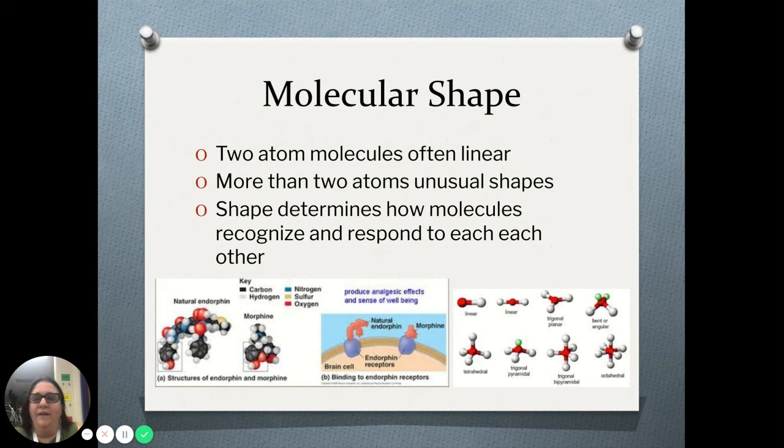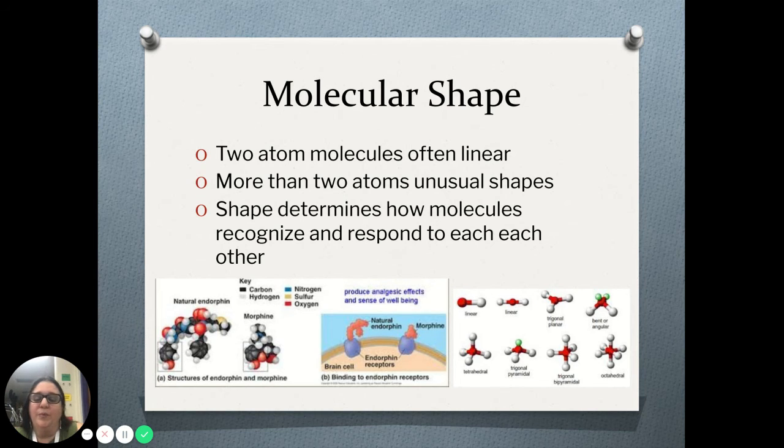Okay. And then what we need to also talk about is the shape of the molecule. So two atoms will often be linear. Okay, so if you have like hydrogen and hydrogen, it's going to be a linear shape because nothing is being pulled or tugged in any different way. More than two atoms, you tend to get some really kind of crazy shapes. So if you have three, it's usually not in a straight line. Not saying that it can't be, but usually it's not.